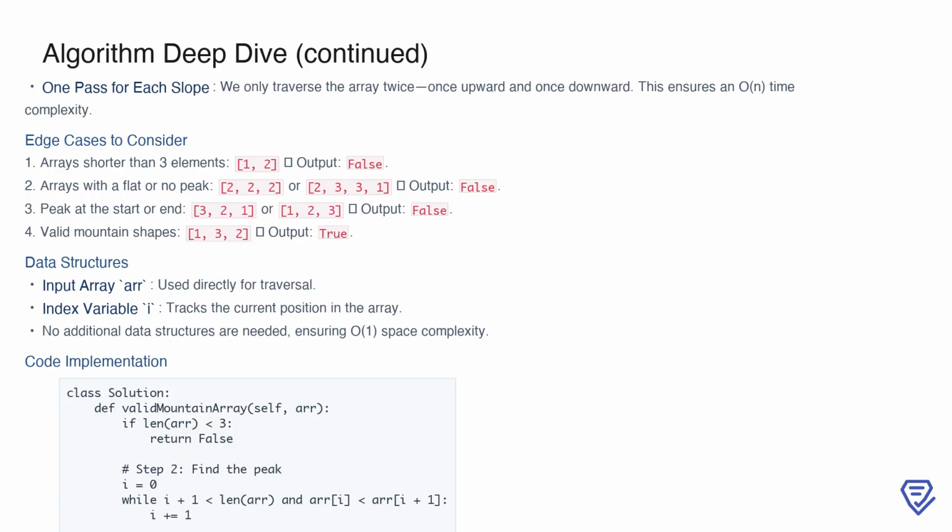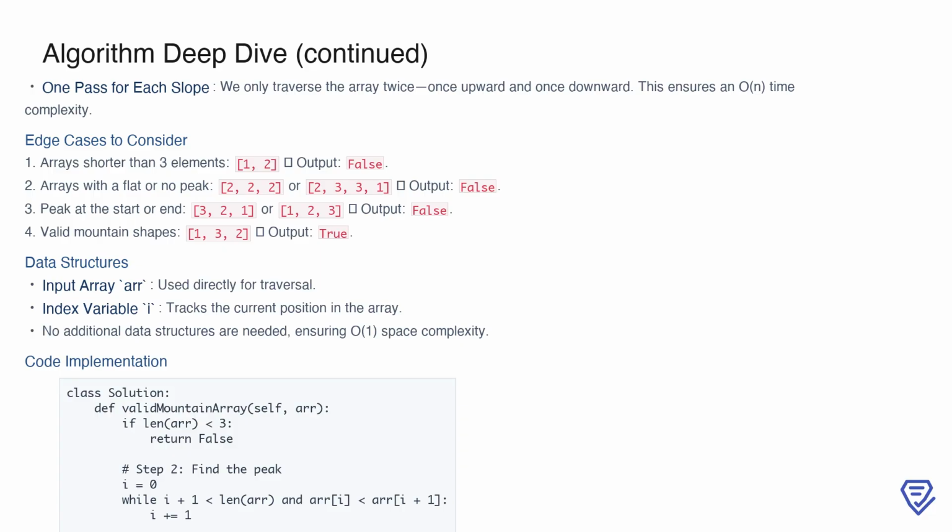When implementing this approach, it's also important to consider edge cases. For example, arrays shorter than 3 elements, such as 1, 2, are invalid by definition. Arrays with repeated elements or flat sections, like 2, 2, 2, or 2, 3, 3, 1, fail the conditions for strictly increasing and decreasing slopes. Arrays with the peak at the start or end, such as 3, 2, 1, or 1, 2, 3, are also invalid. On the other hand, arrays that follow the mountain structure, like 1, 3, 2, should return true. By handling these edge cases systematically, we can ensure the algorithm works correctly in all scenarios.